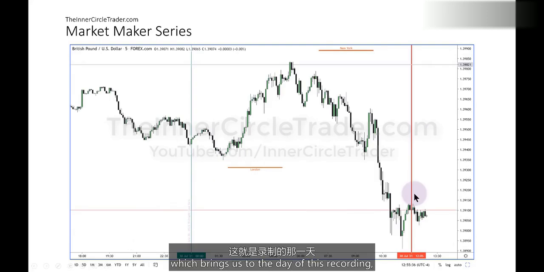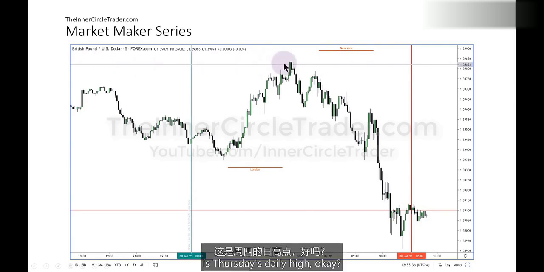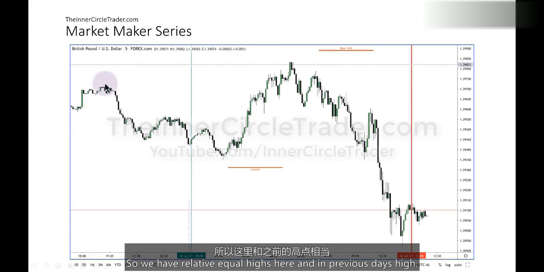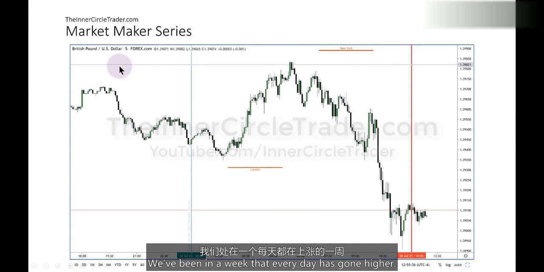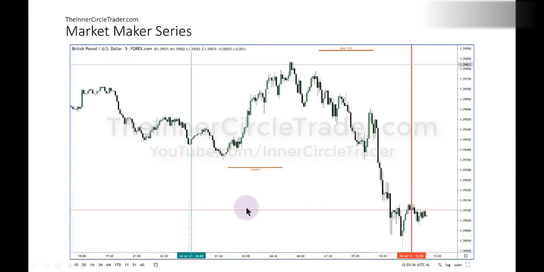which brings us to the day of this recording, Friday, July 30th, 2021. This level here is Thursday's daily high, okay? So we have relative equal highs here and in previous day's high. We've been in a week that every day has gone higher. We've already been well above our objective, which is this level here for buy side liquidity, framed on that weekly chart.